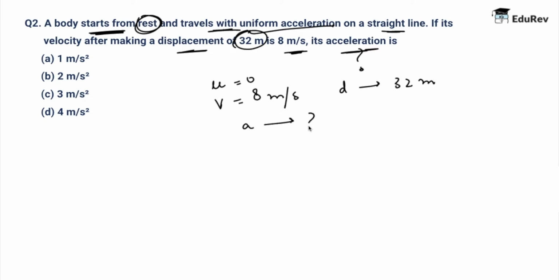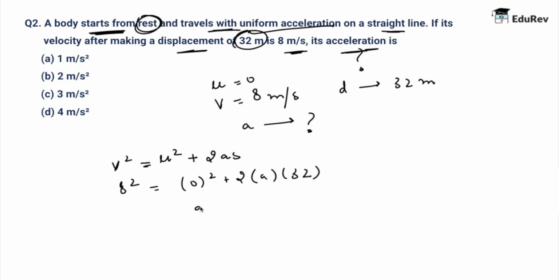So, we will use the formula v square equals u square plus 2as. So, v square equals u square plus 2as is the equation which we need to write. So, v square is 8 square, equals u, which is 0 square, plus 2a, which we need to find, times displacement, which is 32. So when I solve it, a is going to be 1, that is, acceleration is going to be 1. So this is the answer. So now let's move on to question number 3.